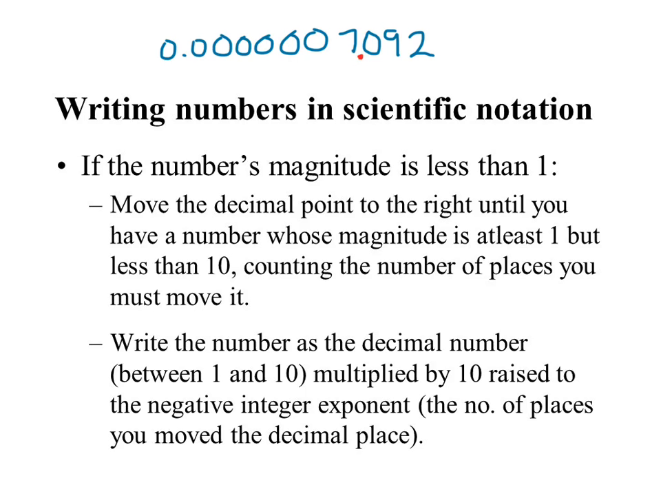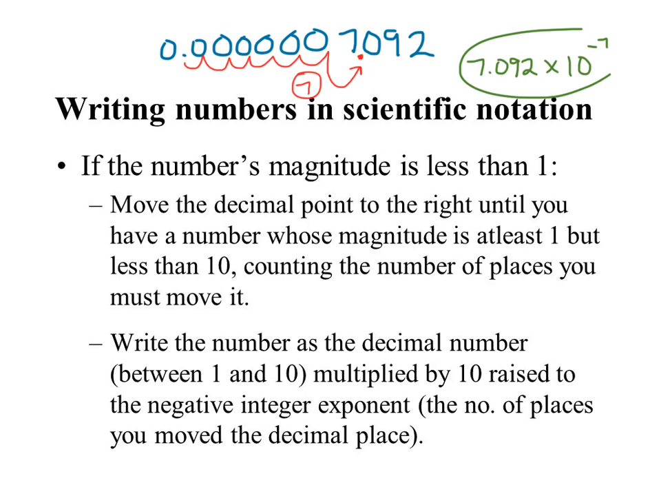Okay, and no implication required here. 1, 2, 3, 4, 5, 6, 7. So it'd be 7.092 times 10 to the negative 7. So what's my coefficient going to be? 7.092. I'm liking it. Times 10 raised to what power? Negative 7. Yes.